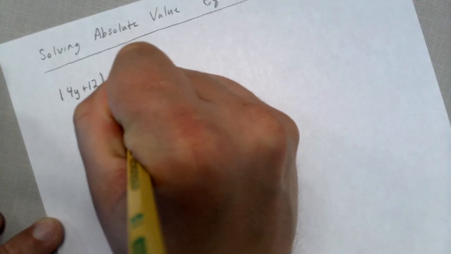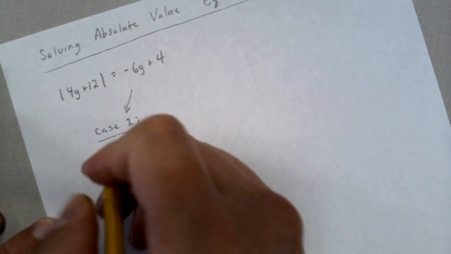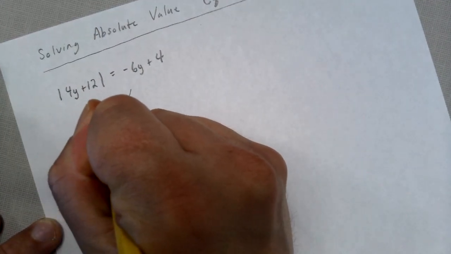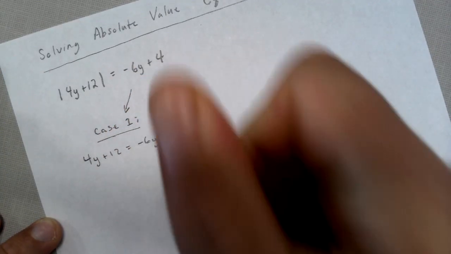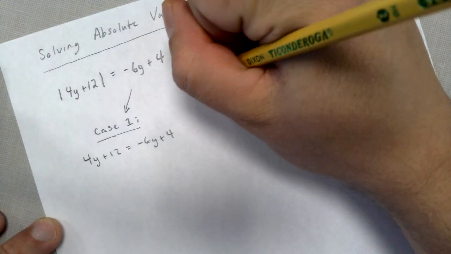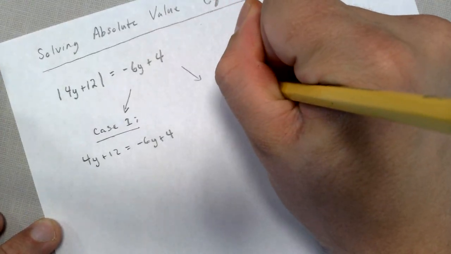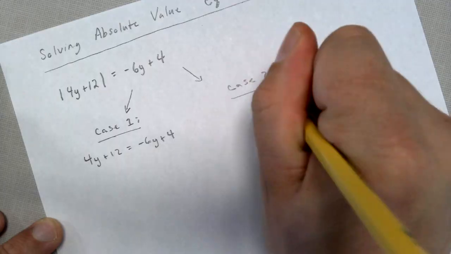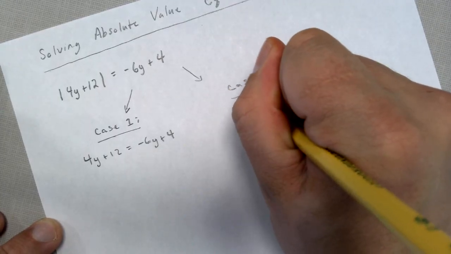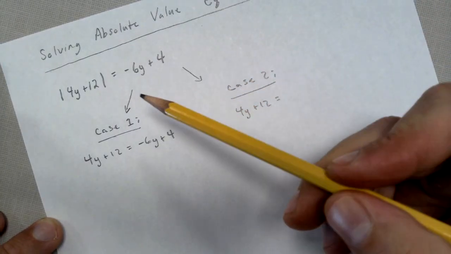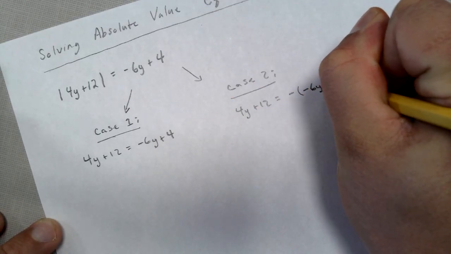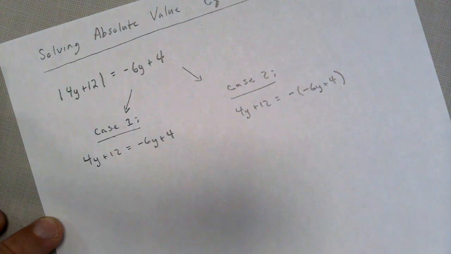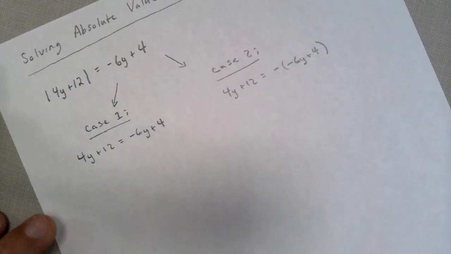So our first case is going to be 4y plus 12 is equal to negative 6y plus 4. And our second case, case 2, is going to be 4y plus 12 is equal to the negative of the right-hand side, so negative 6y plus 4. And let's begin by solving case 1.